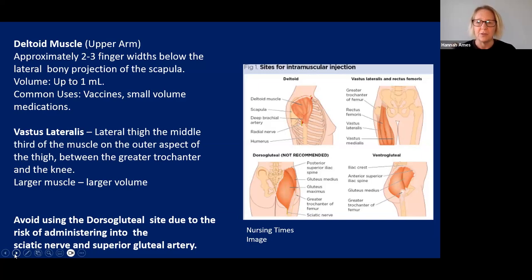We always avoid the dorsal gluteal site. This is due to the risk of damaging the sciatic nerve, and there's also your superior gluteal artery there. So we want to avoid that site as much as possible.